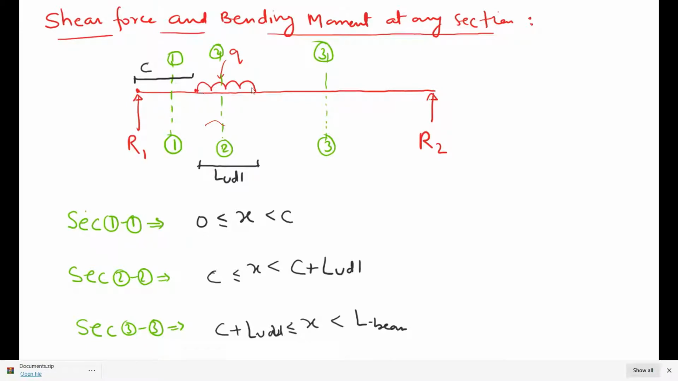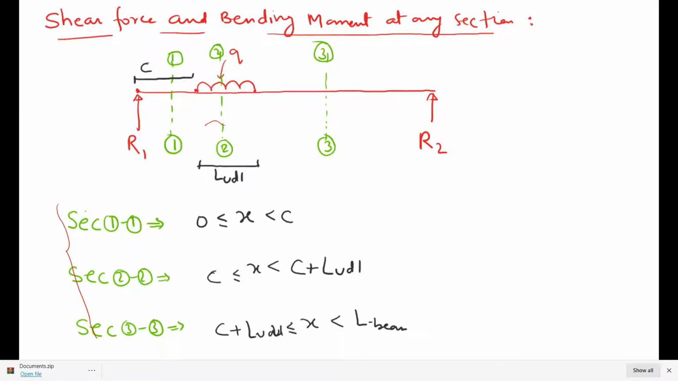Then within this UDL, one section must be chosen, so this is section 2-2. And after the UDL ends, there is one more span, so here at least one section should be chosen. So 3 sections are required. We have chosen the 3 sections: section 1-1, section 2-2, and section 3-3.